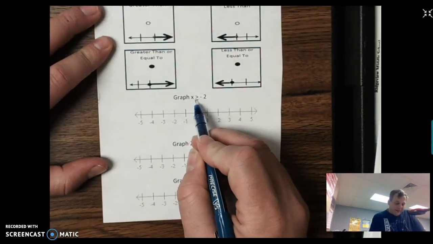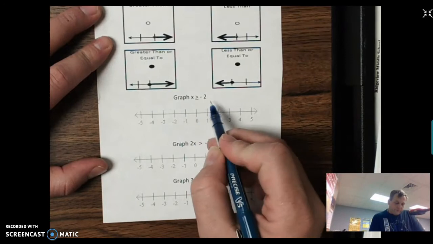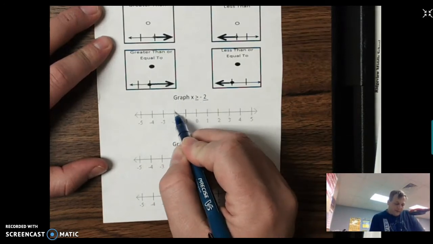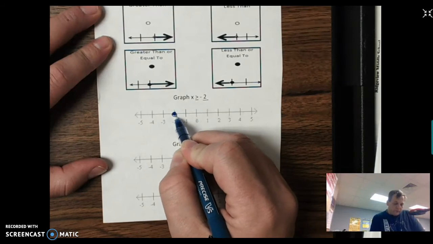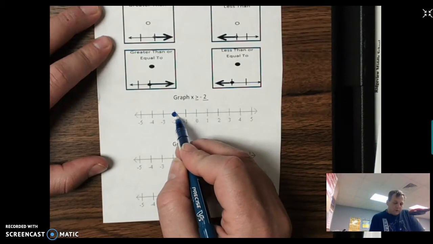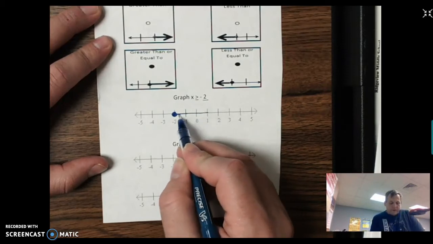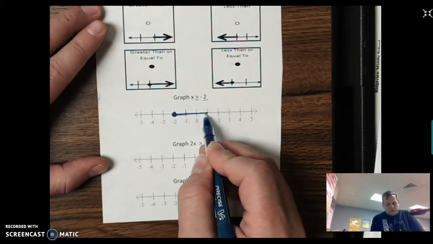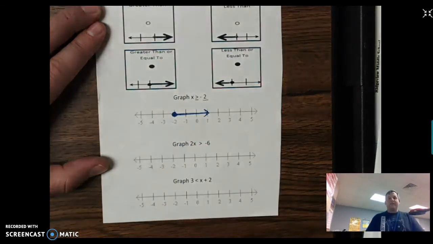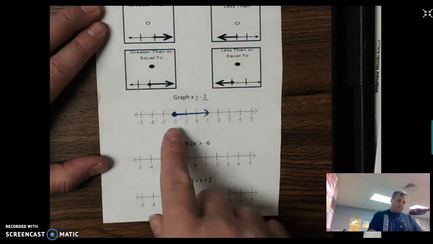If we graph x is greater than or equal to -2, we're going to start at -2. That's kind of our point. And it can be equal, so I'm going to draw a closed circle. And since it's greater, I'm going to draw an arrow towards the greater side, which will be our right-hand side. This says x is greater than or equal to -2.